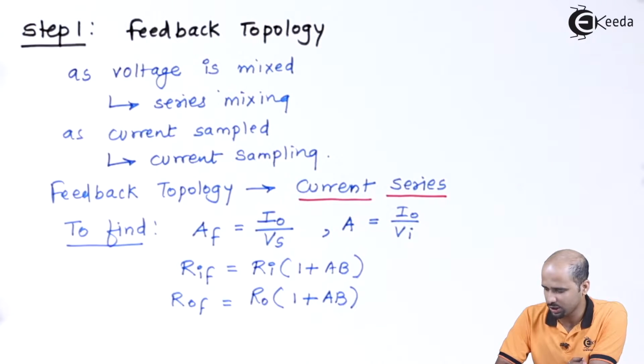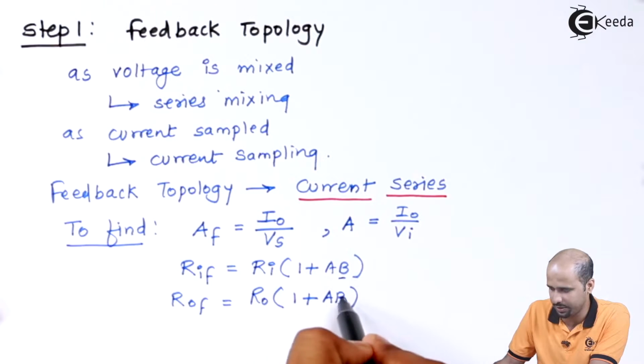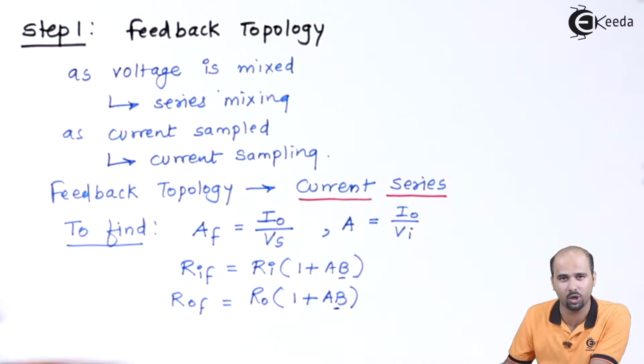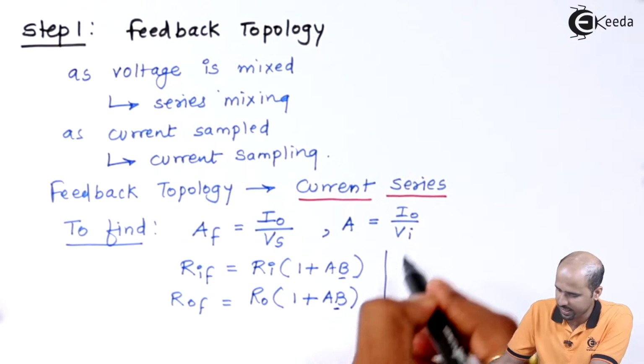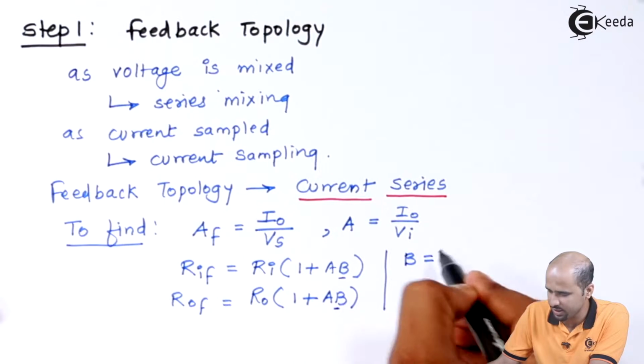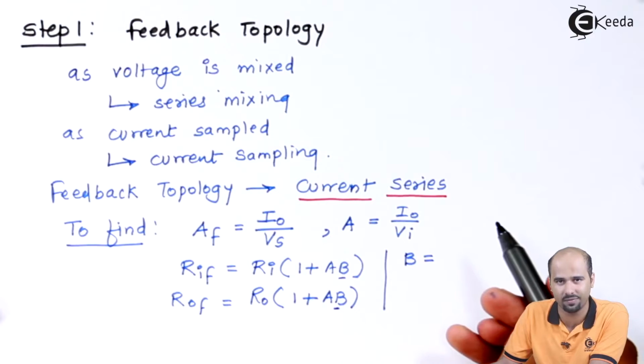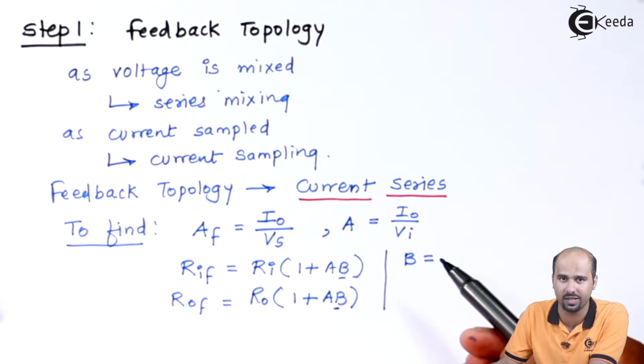So in short, we have got the input resistance, output resistance, and the gain with feedback. One particular parameter is left, that is nothing but B. What is B and how to find out the value of B? B is nothing but the feedback factor for current series negative feedback.